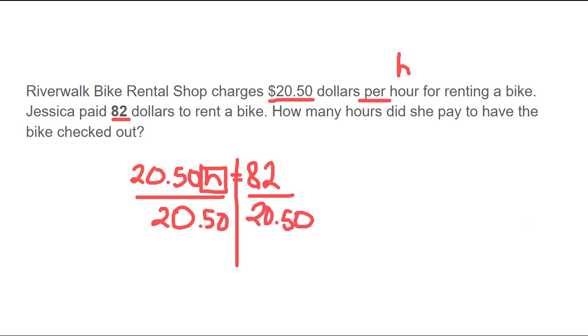All right, I'm going to do this off screen here. So 82 divided by $20.50, and that gives me 4. So how many hours did she rent her bike for? She rented it for just 4 hours. All right, on to the next one.